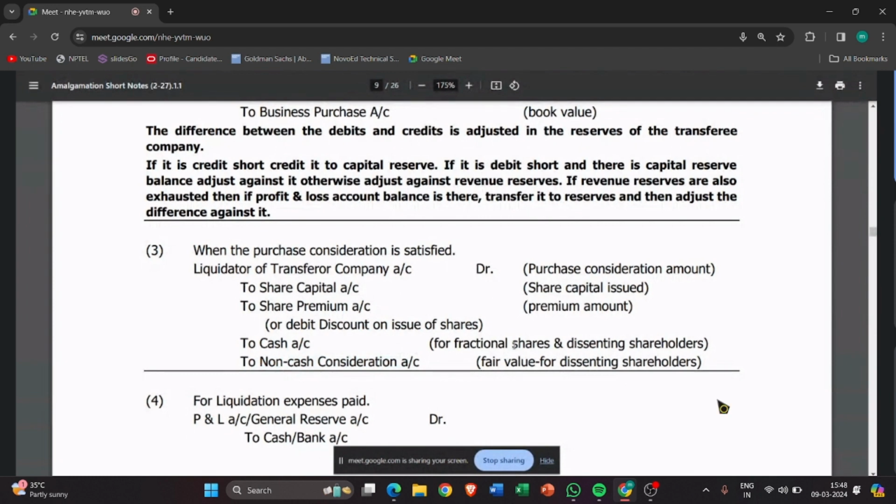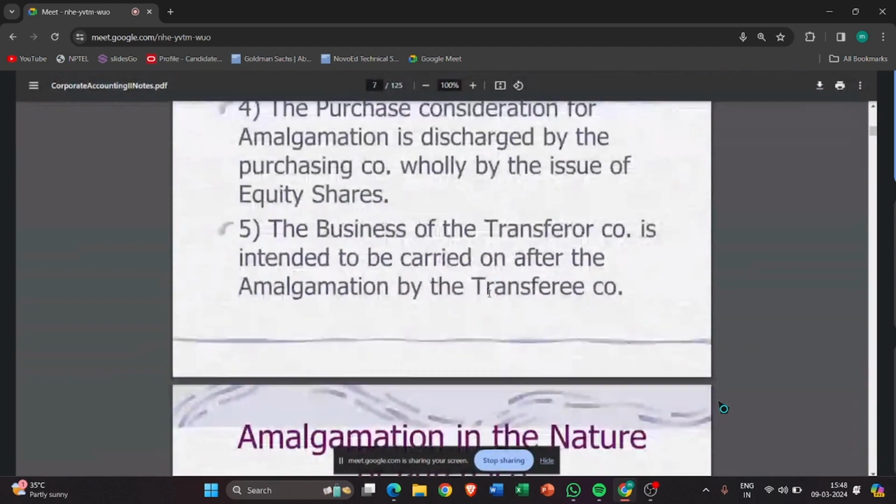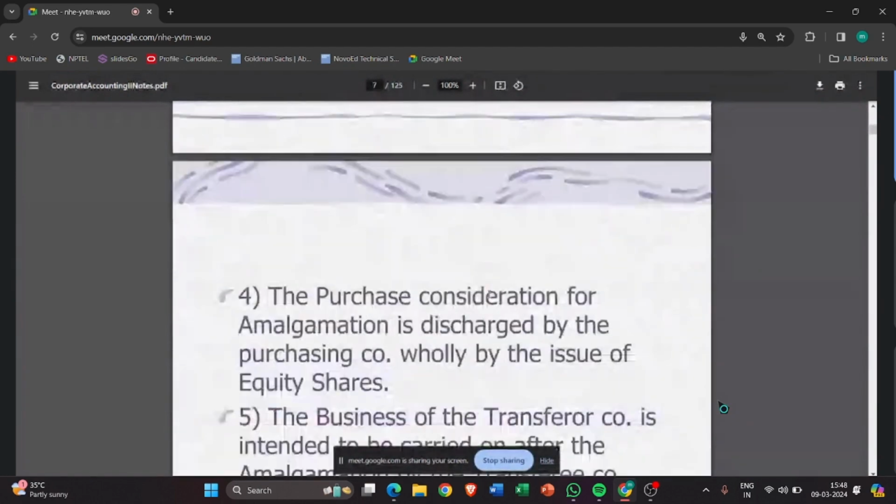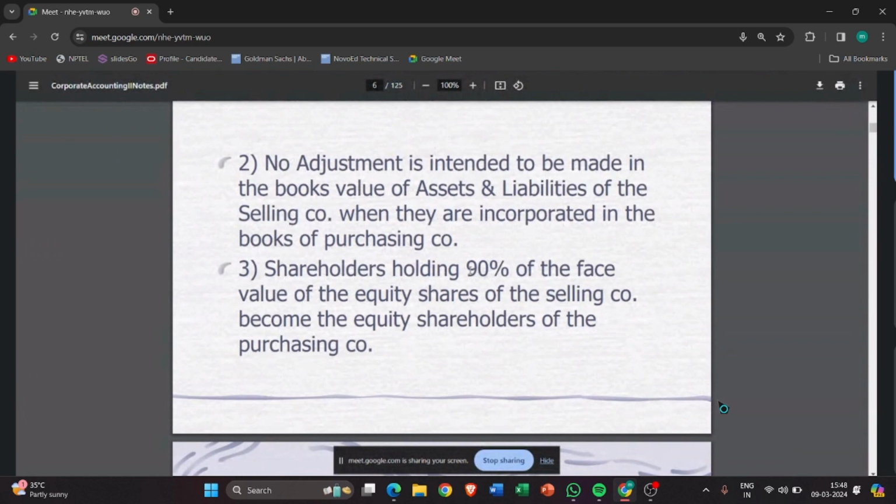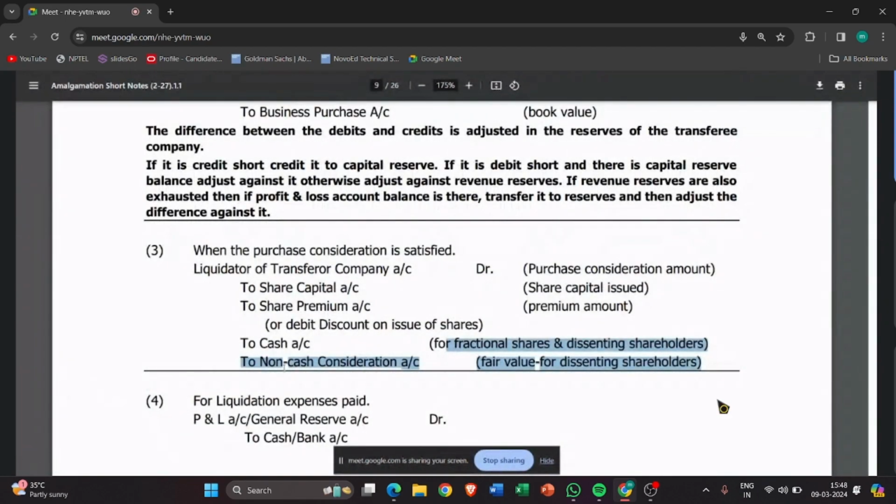Why are we giving them? Because there are some shareholders who are called dissenting shareholders. I told you that 90% of the shareholders have to become shareholders of the new company. But in case of purchase, what happens? Only 60% of them have agreed to join. What about the rest 40%? Those 40% have to be paid off in cash, or they have to be given some stock, or some asset has to be paid off to them.